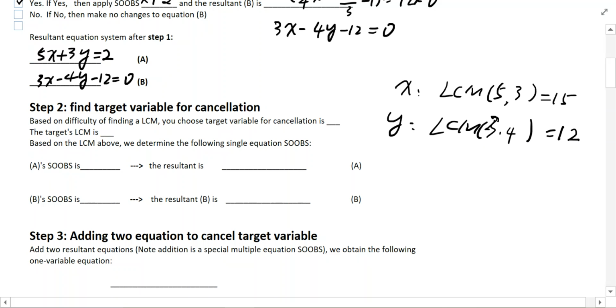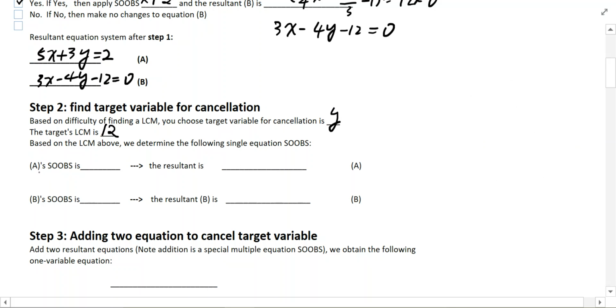So it's almost the same difficulty. I would choose y just because it's slightly better. I would choose y as the target variable because the LCM associated with y is 12. So I will say the answer here is y. I just choose y as the target variable.